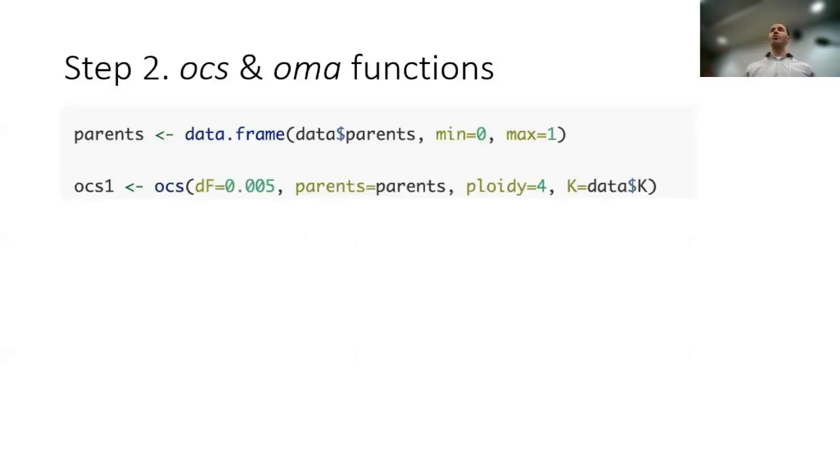And then we go immediately to step 2, which is to call either the OCS or OMA function to generate the optimum contributions or the optimum allocations. So let's look at OCS. The OCS function takes as the first argument inbreeding rate. This is an example of an inbreeding rate of 0.5%. And the parents argument you get from the read data. That's what the data parents part here is. But then you have to additionally add something which tells it the minimum and the maximum values for the contribution of every individual in the population. Here I'm going to give values of 0 and 1. Those are as mathematically extreme as possible, but you can also add additional information.